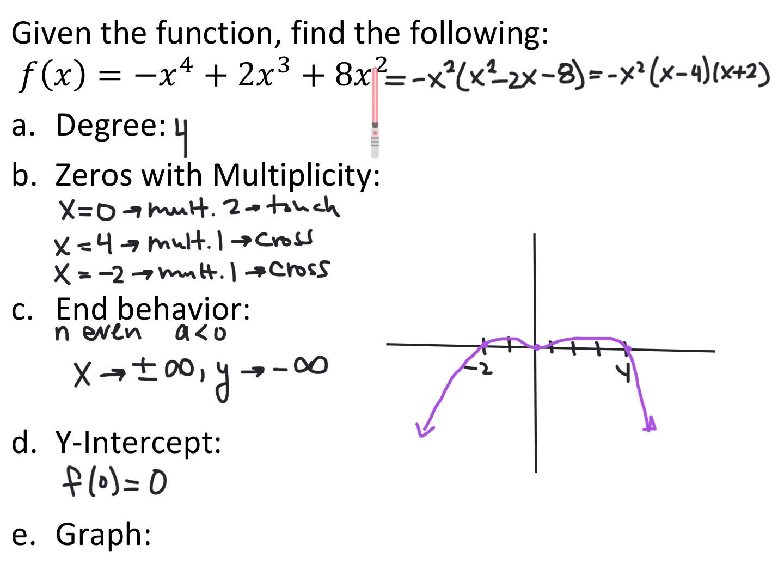Y-intercept, if I look here in standard form, there's no constant on the end, so my y-intercept is going to be 0, also because I have an x-intercept of 0. So then I plotted my points. I'm ending down. I'm going to cross at -2, touch at 0, and cross at +4.